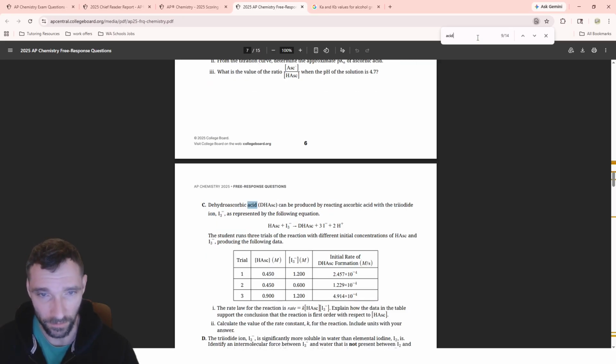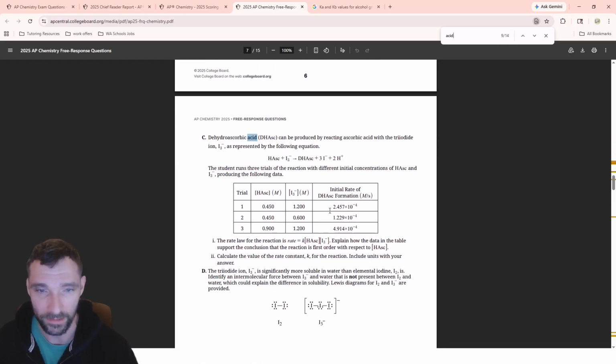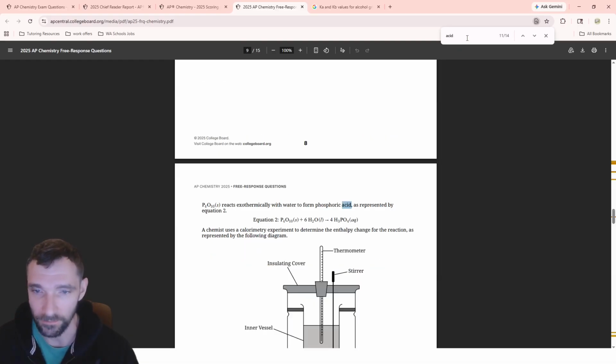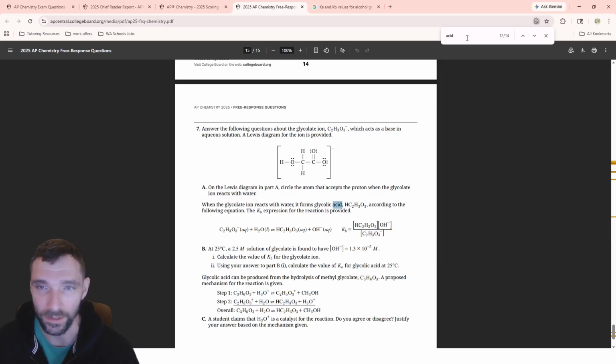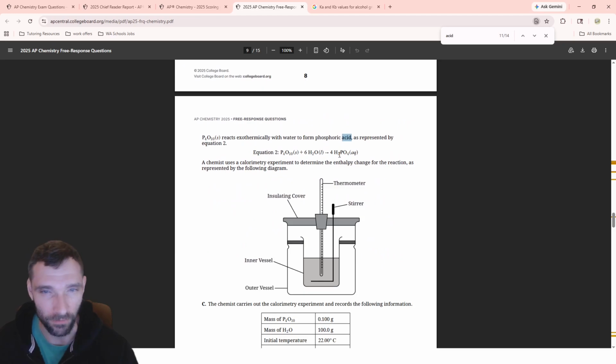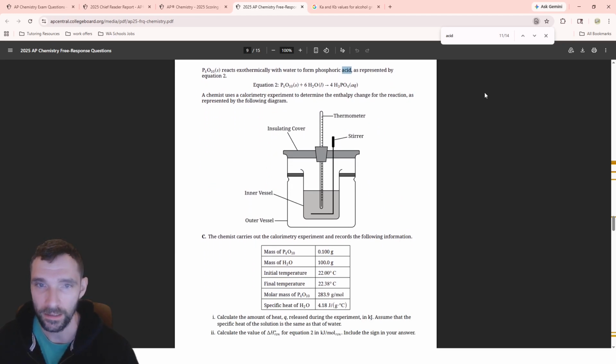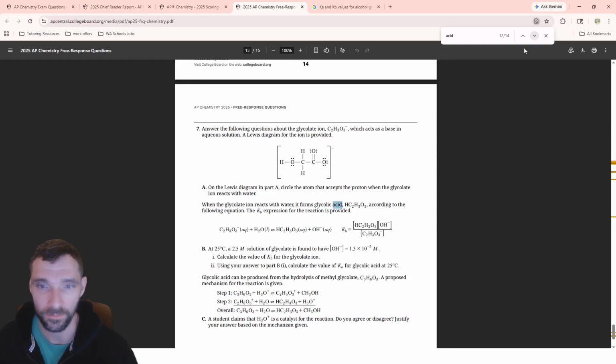Instead, we'll start looking further down. They do have another acid right here. This is asking more about rate laws. So we're not going to worry too much about that in this video, though if you want, I might be able to do another video relating to that more specifically. And same sort of deal, this is actually forming an acid. It's not an acid-base equilibrium either. It's more of a calorimetry problem.